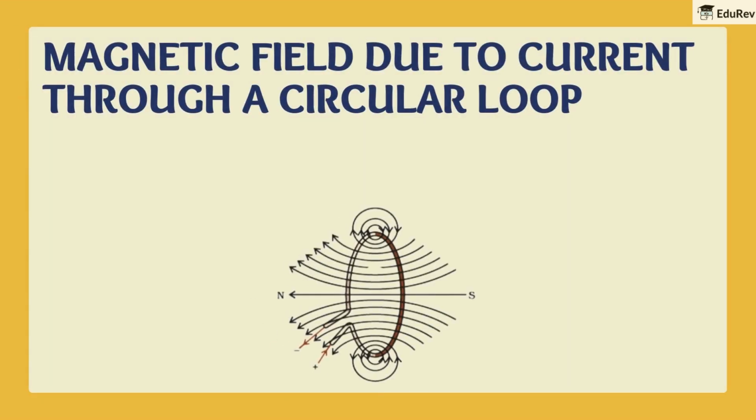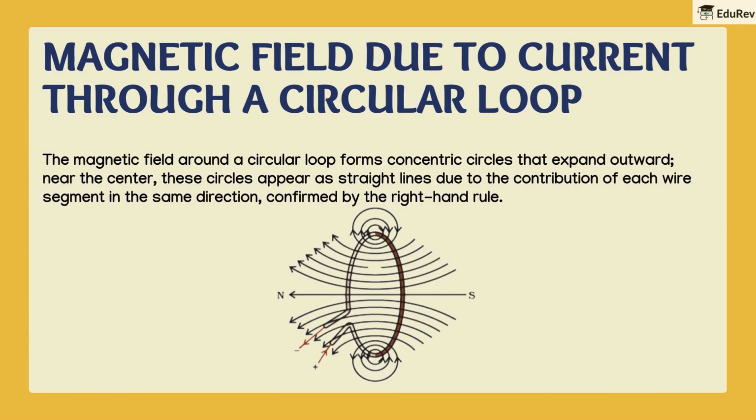Magnetic field due to current through a circular loop. The magnetic field around a circular loop forms concentric circles that expand outward. Near the center, these circles appear as straight lines due to the contribution of each wire segment in the same direction, confirmed by the right-hand rule.